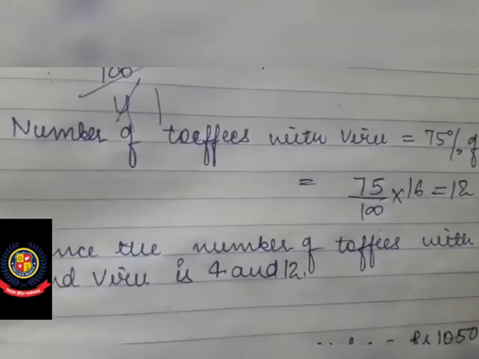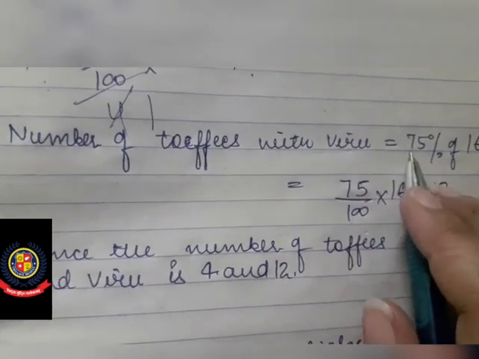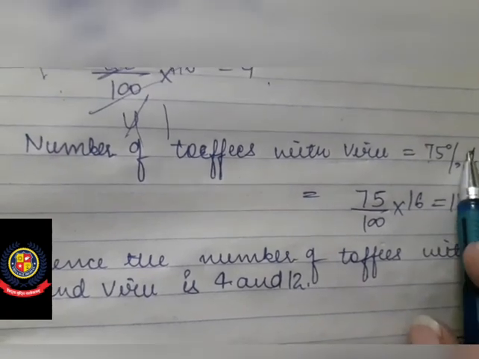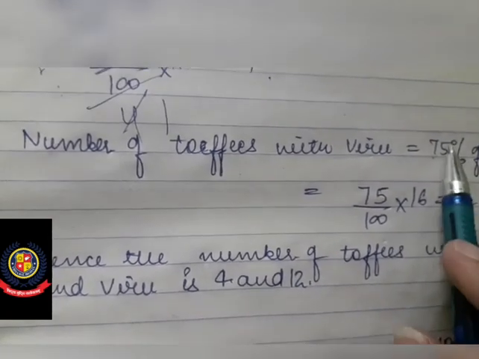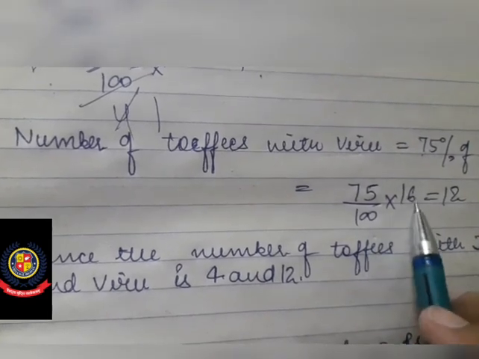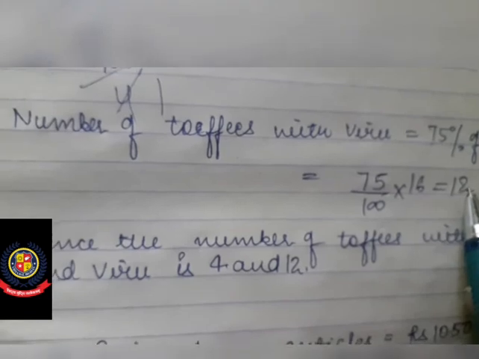So now number of toffees with Viru. How many does Viru have? He has 75% of those 16 toffees. So same as I solved here, I will solve over here. In place of "of" you will write into, and when you remove the percentage you will write 100 in the denominator. So you will simply cut it down. You will get this value, that is 12. Okay.